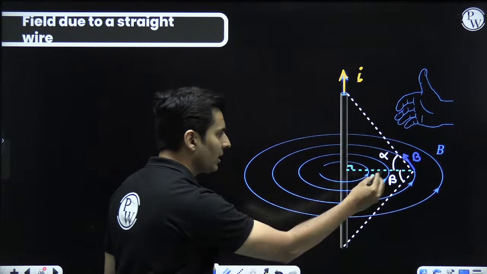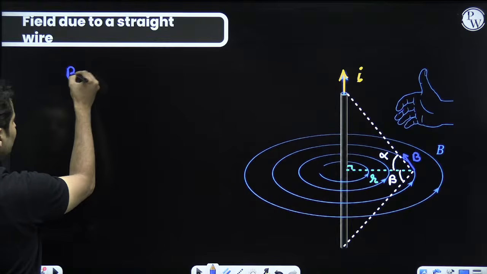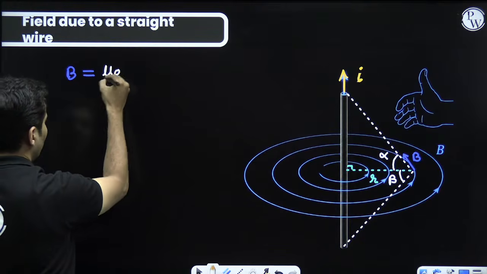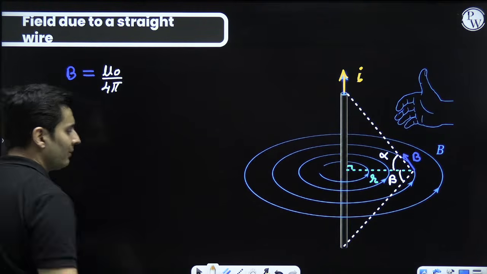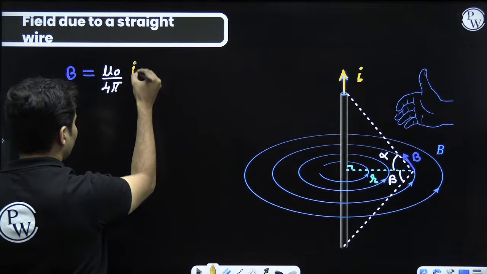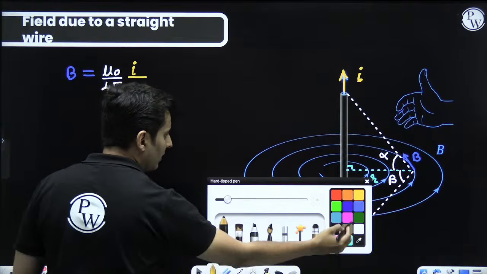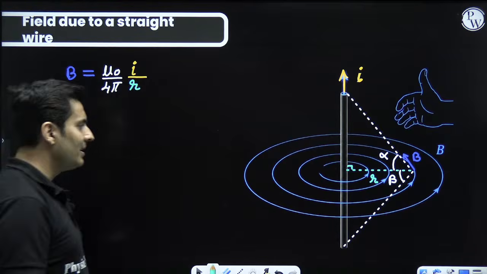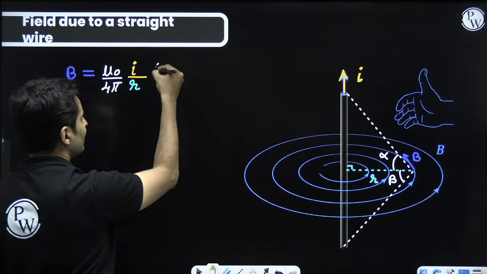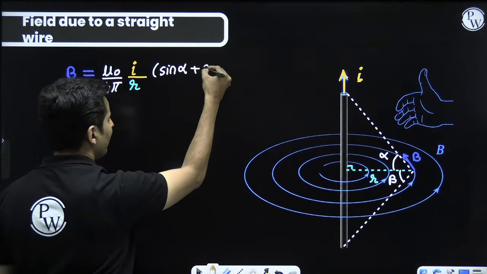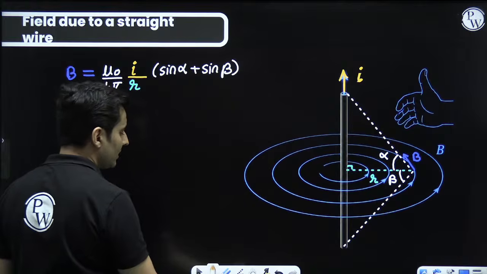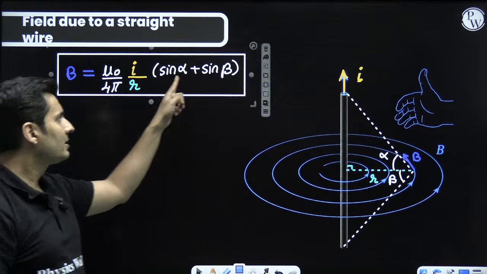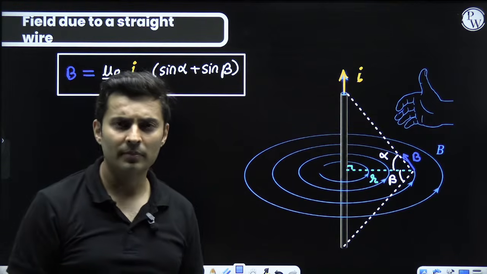So this particular magnetic field B will come out to be, observe it carefully, mu naught by 4 pi, current is also there, in fact R is also there, mu naught I by 4 pi R, but these angles also come, and the angles come like this, sine of alpha plus sine of beta. That's it. That is the formula. Mu naught current by 4 pi R sine alpha plus sine beta.